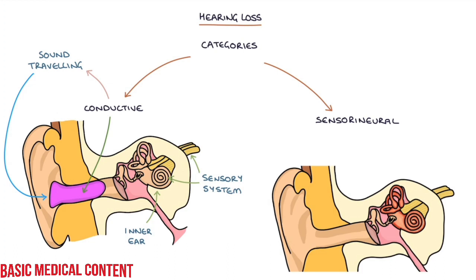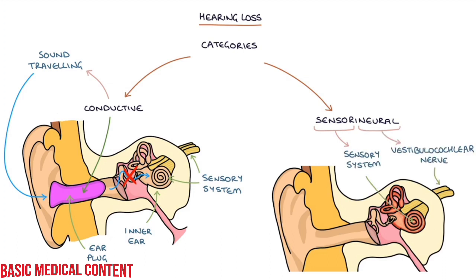An example of how you can create conductive hearing loss is to put earplugs into your ear. The sound can't reach the inner ear because the earplugs are in the way. Sensory neural hearing loss is caused by a problem with the sensory system or the vestibulocochlear nerve in the inner ear. The sound is reaching the inner ear, but it can't be sensed properly or transmitted to the brain properly.